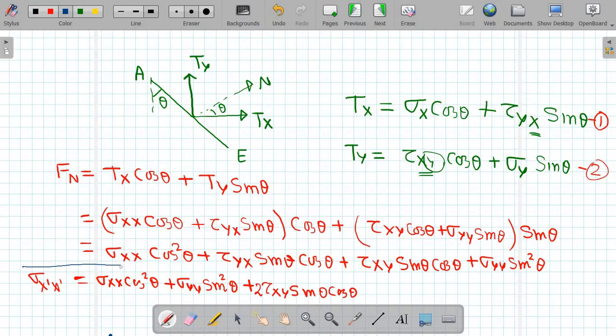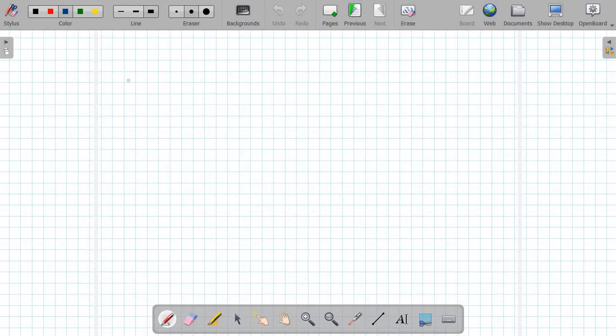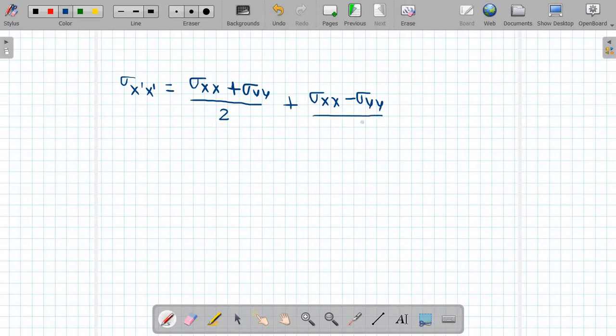So if you use these expressions, now we can arrange sigma x dash is equal to sigma xx plus sigma yy by 2 plus sigma xx minus sigma yy by 2 cos 2 theta plus shear xy sin 2 theta. Okay.